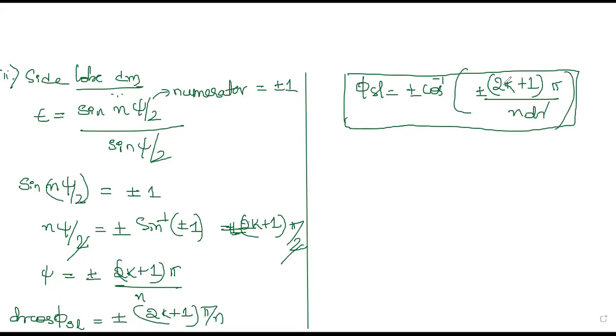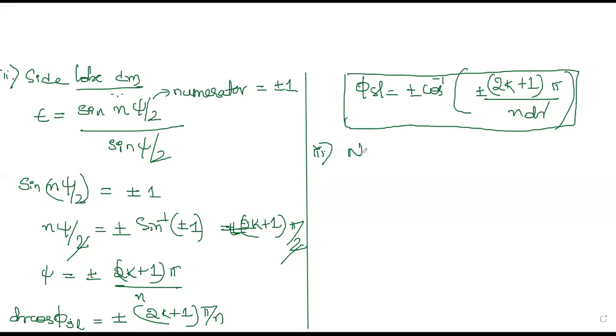K will again take the value 0, 1, 2, 3. So side lobe direction, when you compare, is independent of the size and direction of the beam area. We'll be considering the equation directly. Substitute for xi here, dr cos phi. Then write for phi SL, dr will come to the denominator, plus or minus cos inverse of this value. Clear? Is it okay? Yes, ma'am. Please ask me if you don't understand.